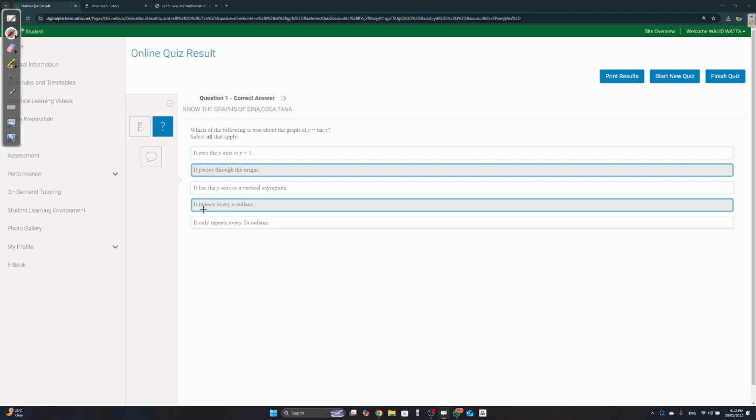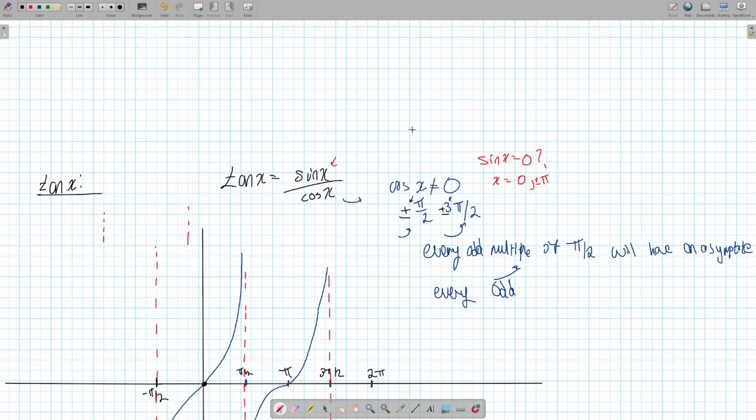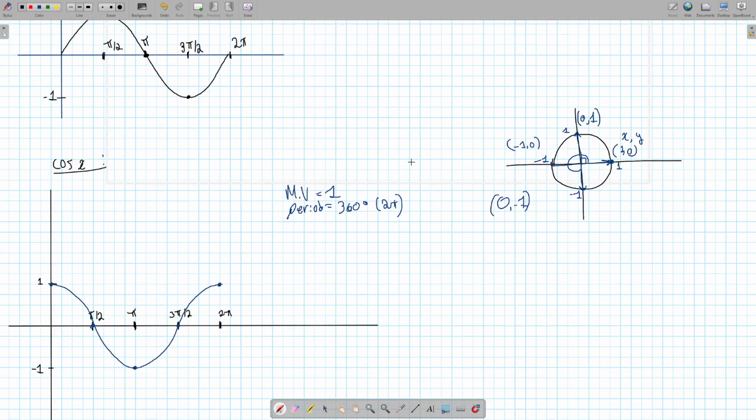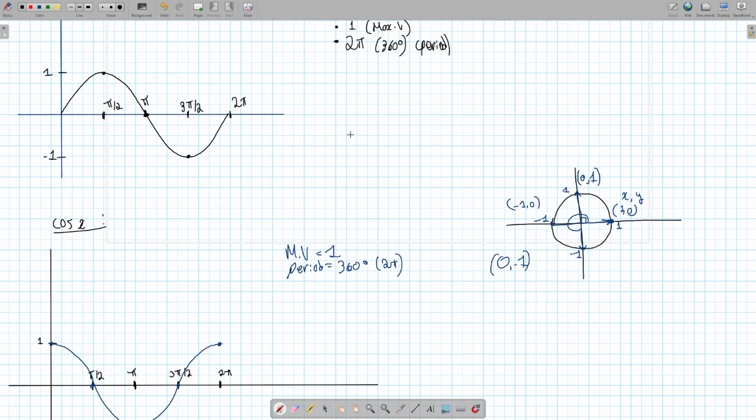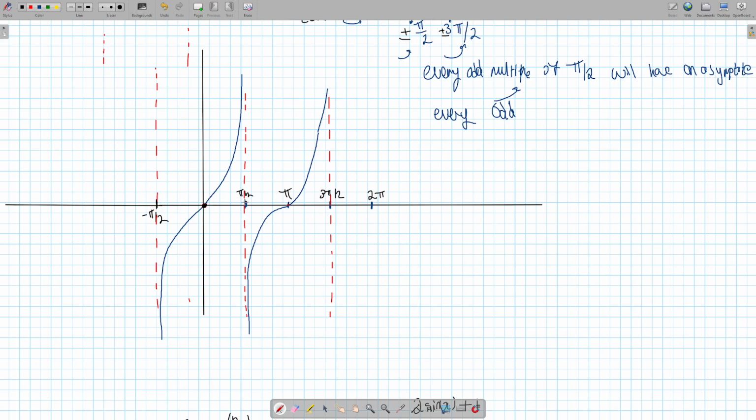No. It repeats every pi radians. Yes. So the period of tan x, I forgot to mention this, we said cosine and sine is 2 pi radians. But tan, as you can see, it repeats itself every pi. Okay, every pi radians. The asymptotes repeat themselves every odd multiple of pi over 2.